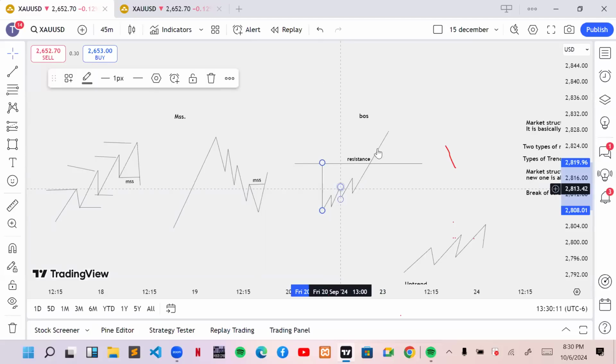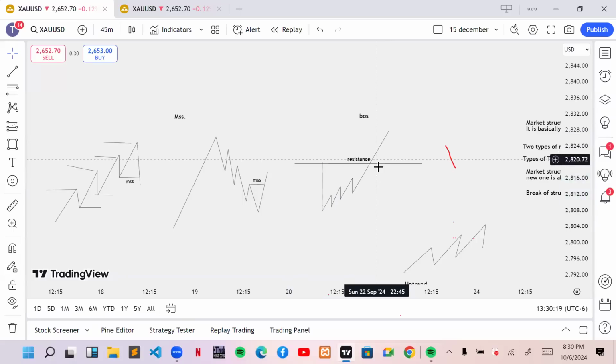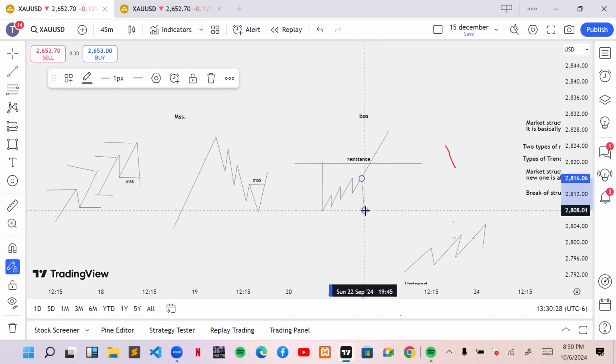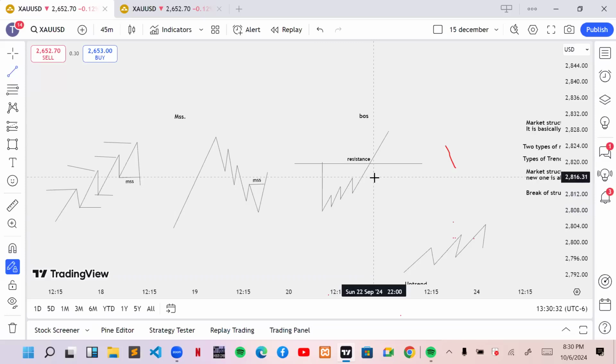The market now made a higher high, but the higher high that it made broke this resistance level. This is what a break of structure is. If it was to be a market structure shift, the market would not break to the upside. It would simply break down, changing direction to the downside. But in break of structure, it will still break towards the direction the market was trending in before.